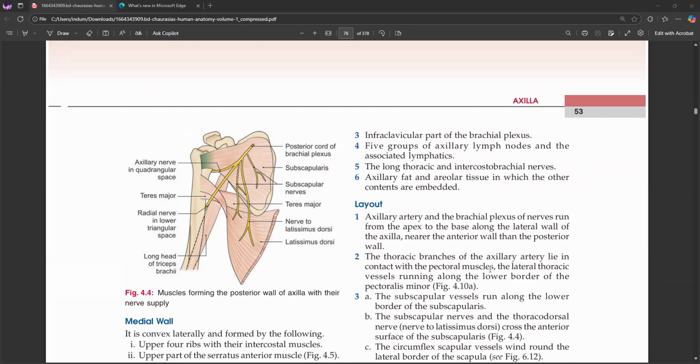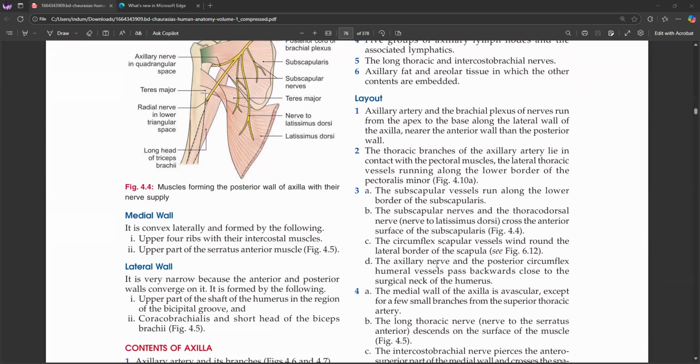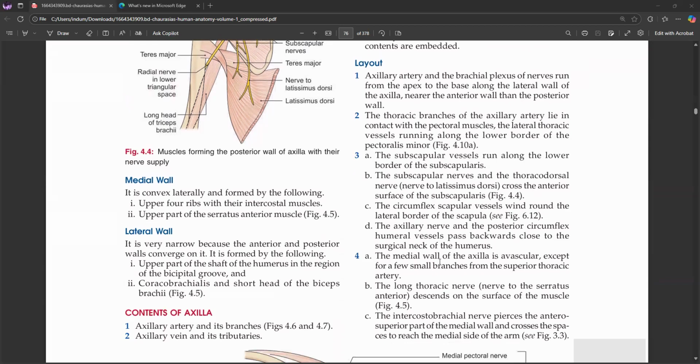Layout. Number 1. The axillary artery and the brachial plexus of nerves run from the apex to the base along the lateral wall of the axilla, nearer the anterior wall than the posterior wall. Number 2. The thoracic branches of the axillary artery lie in contact with the pectoral muscles, the lateral thoracic vessels running along the lower border of the pectoralis minor.